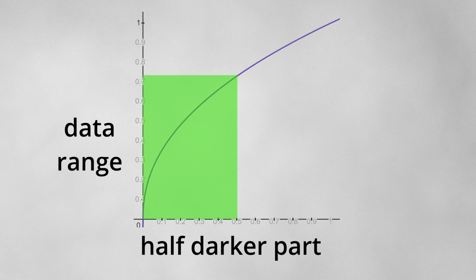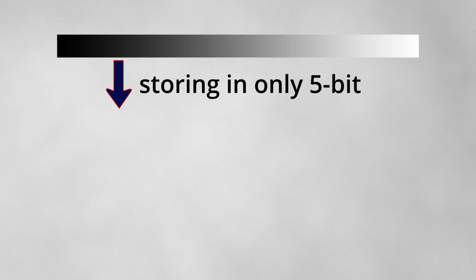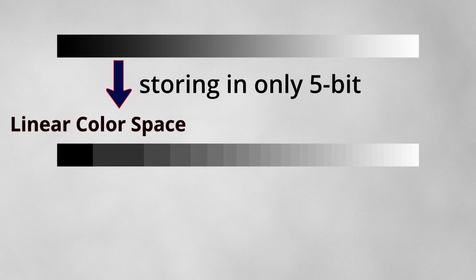And this is exactly how our eyes work. As an example, if I want to store this linear gradient color in 5 bits, or 32 levels, and I store that linearly, it will look like this. You can see storing this in linear color space will result in some bad effects in darker areas.